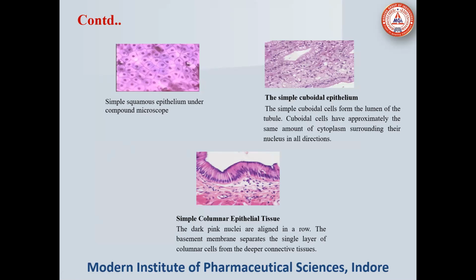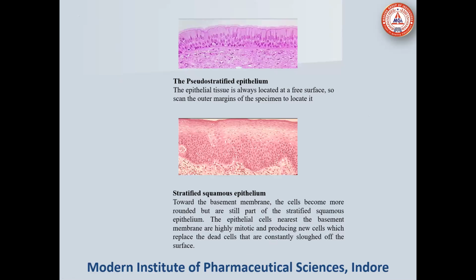Whereas in simple columnar epithelial tissue, dark pink nuclei are aligned in a row. As you can see in this portion, the basement membrane separates the single layer of columnar cells from the deeper connective tissue. This is all about the epithelial cell.